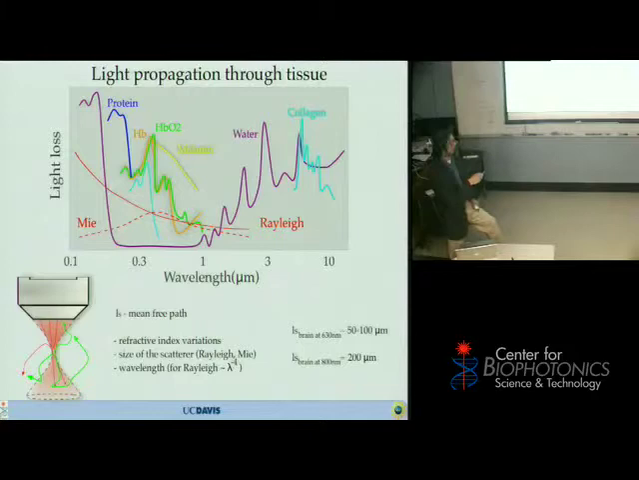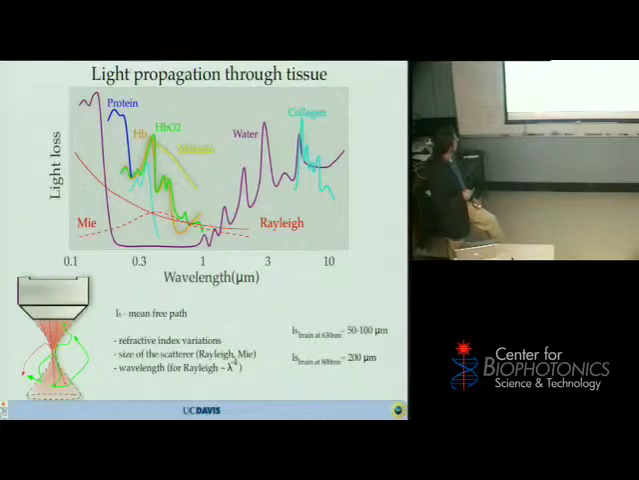So if you want to do measurements, this is your window. In particular, if you want to penetrate deeper in the tissue, if you go in this region, you have a lot of absorption, and the scattering becomes significant. Rayleigh scattering follows this curve. Mie scattering follows this curve. But if you go around 1 micrometer, you have less absorption and less scattering, so you have the best possibility to go deeper in tissue. If you go to longer wavelength, water absorption becomes significant.